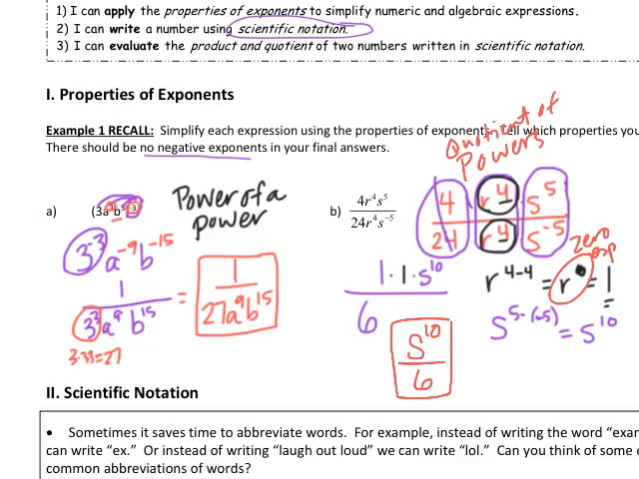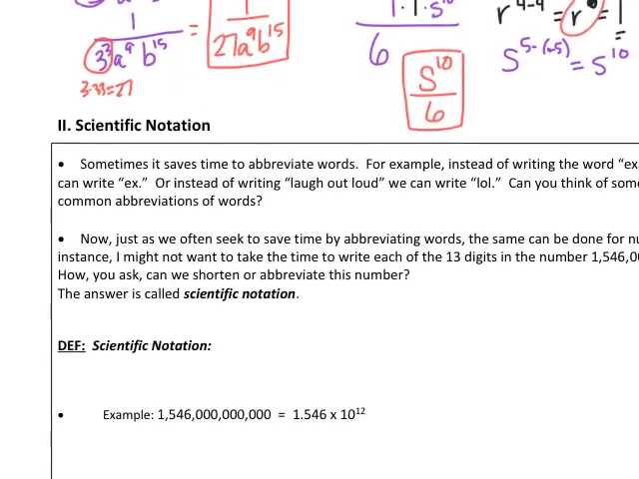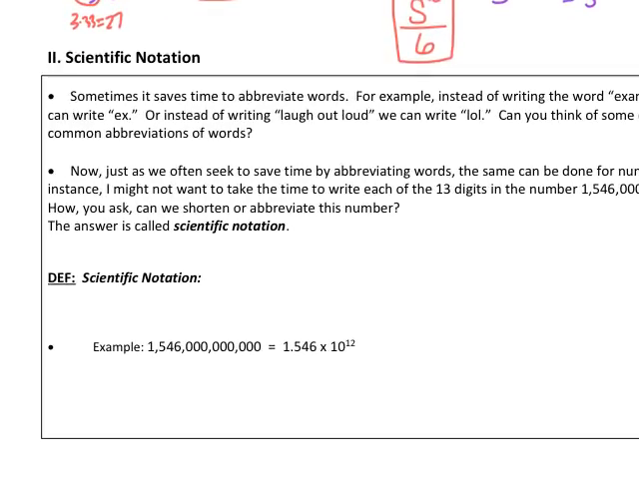And I think that's pretty much it. That's all we used. Then, of course, we just reduced the 4 over 24. So that's just a review of what we did in our last video. So let's go ahead and take a look at the new information for this lesson, scientific notation.